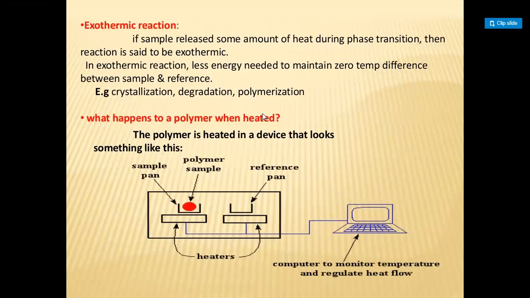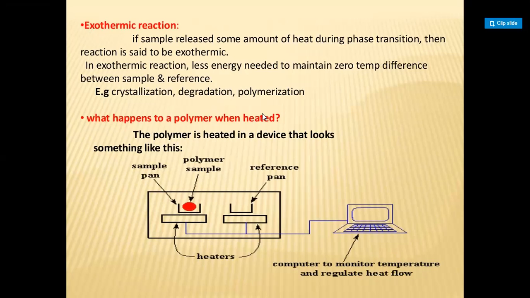Whereas in exothermic reactions, if the sample releases some amount of heat during phase transition, then the reaction is said to be exothermic. In an exothermic reaction, less energy is needed to maintain zero temperature difference between sample and reference. Examples: crystallization, degradation, and polymerization.